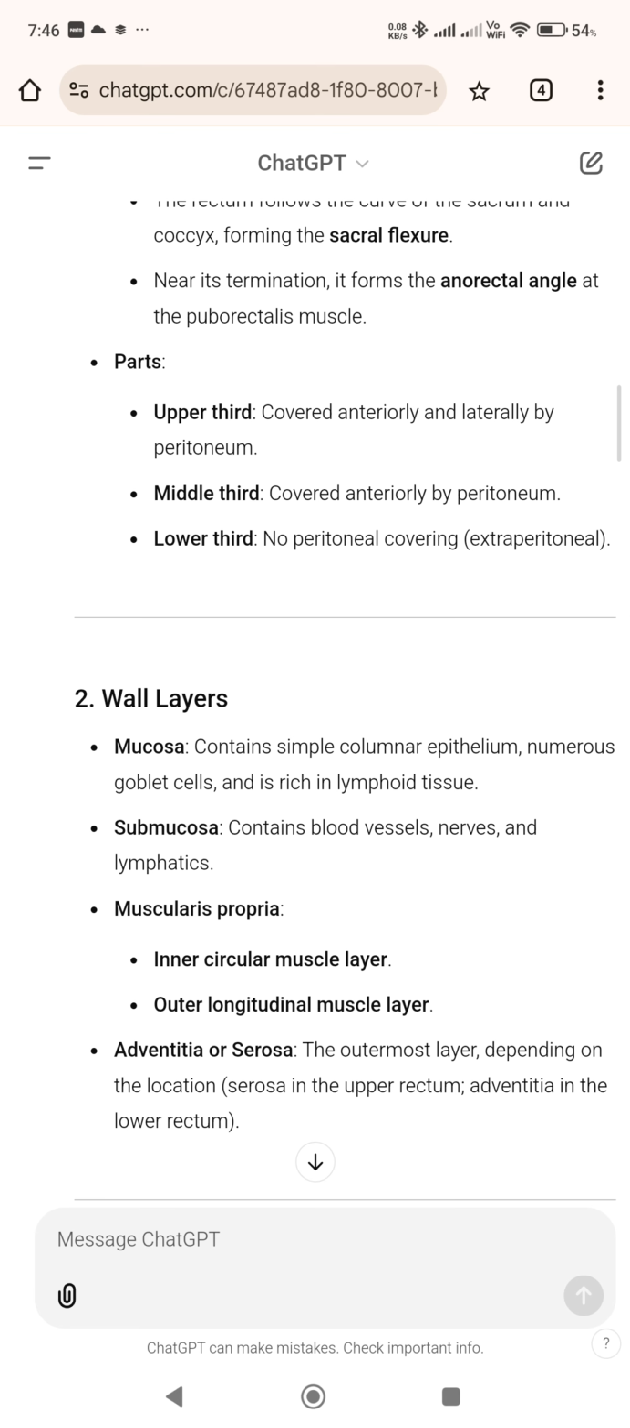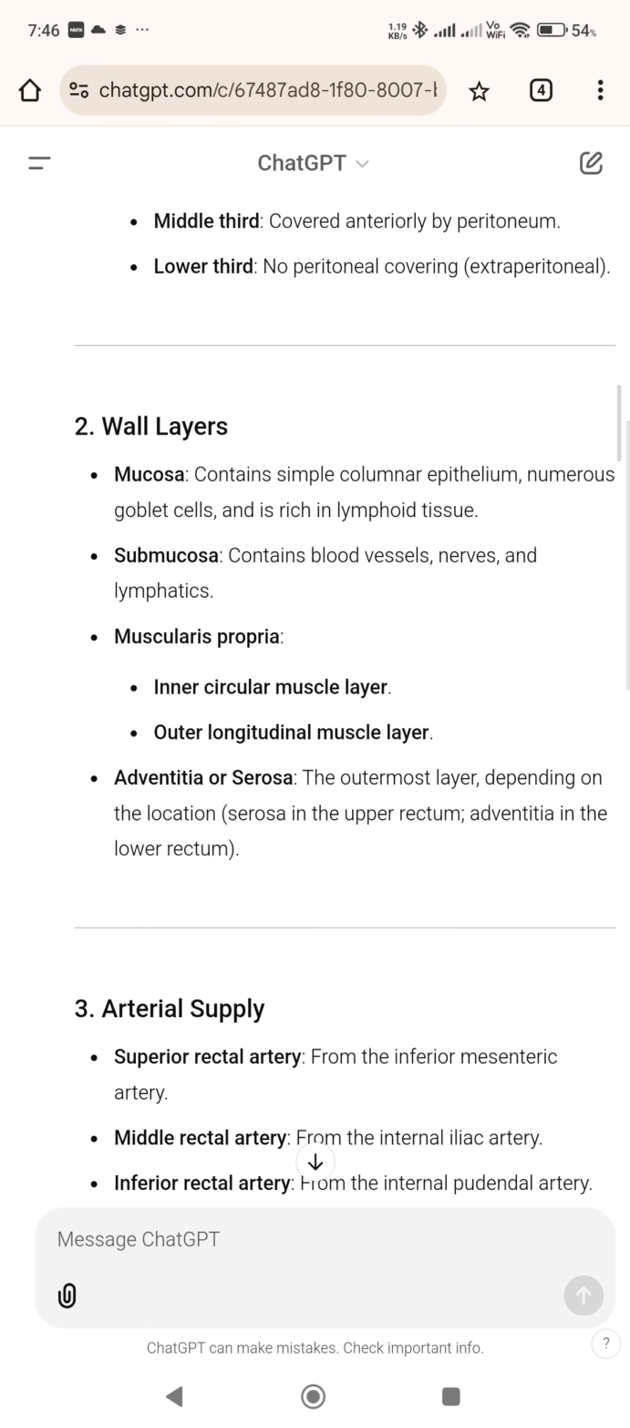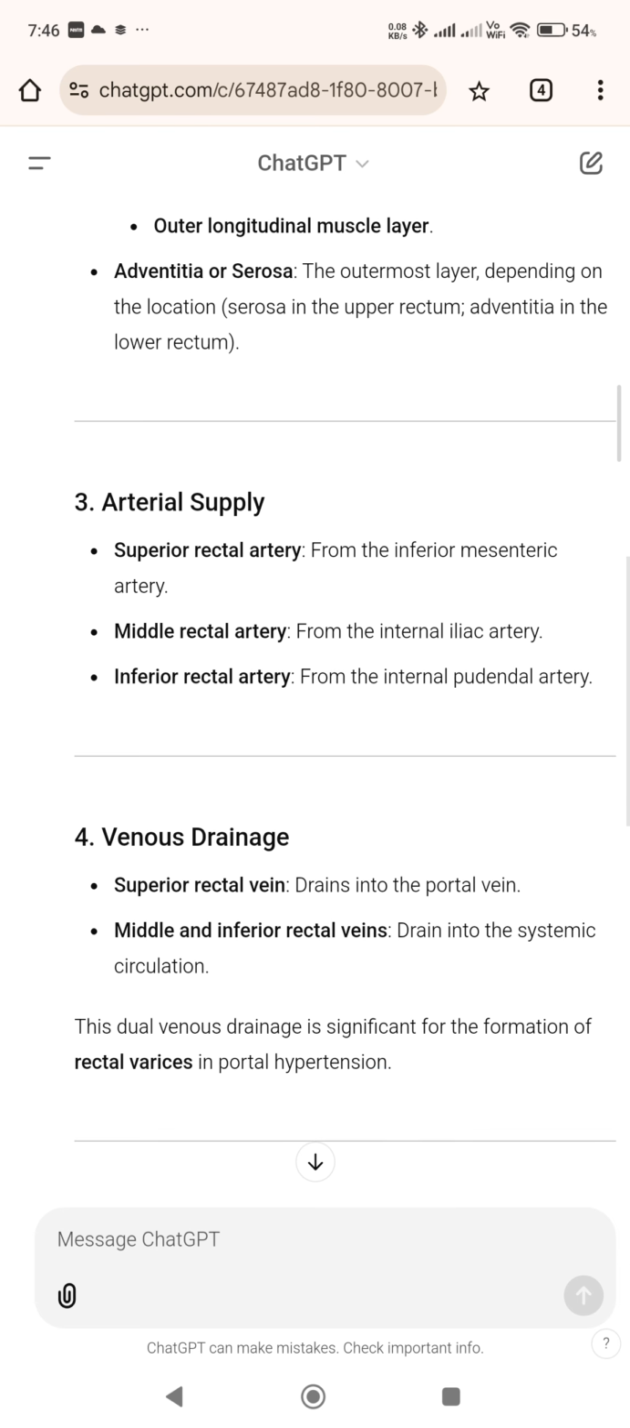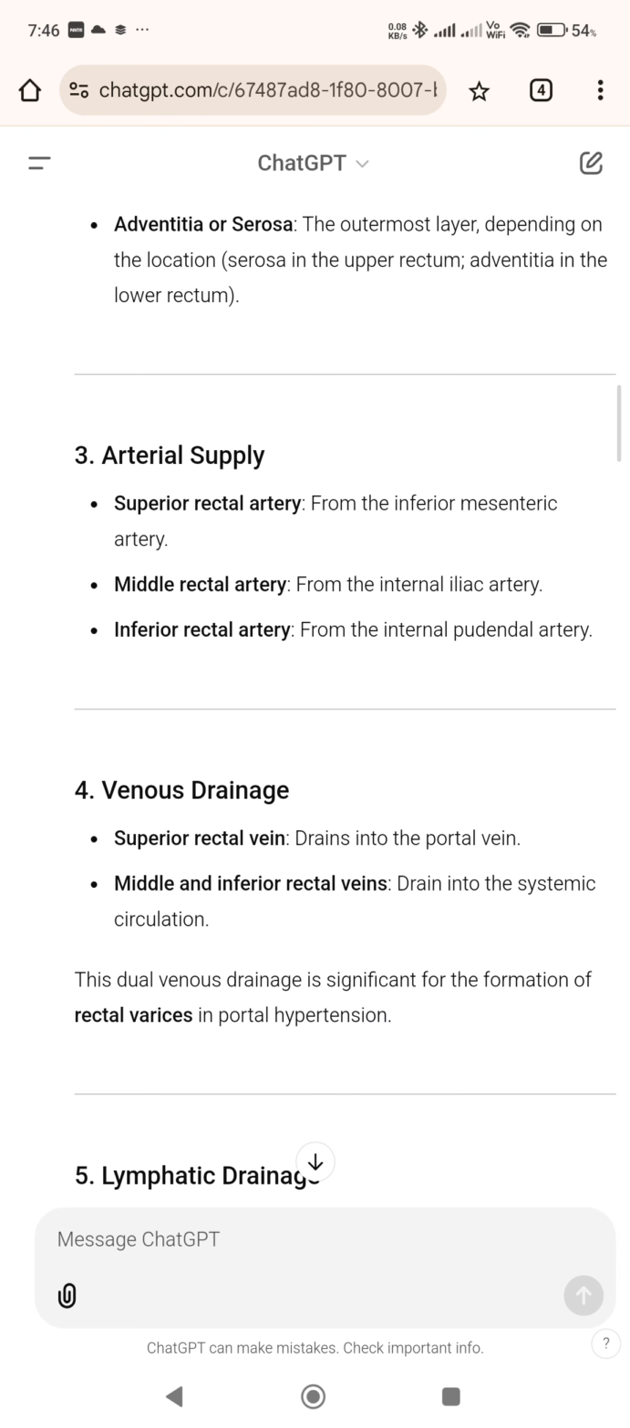2. Wall layers. Mucosa contains simple columnar epithelium, numerous goblet cells, and is rich in lymphoid tissue. Submucosa contains blood vessels, nerves, and lymphatics. Muscularis propria: inner circular muscle layer, outer longitudinal muscle layer. Adventitia or serosa, the outermost layer, depending on the location: serosa in the upper rectum, adventitia in the lower rectum.